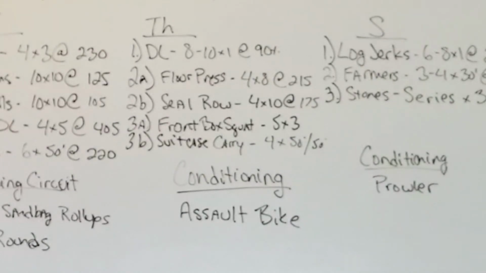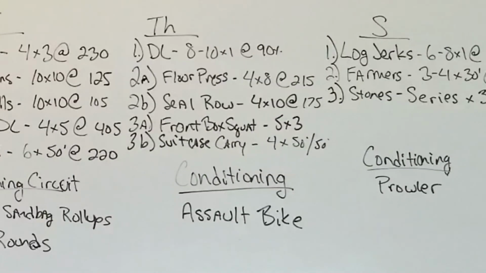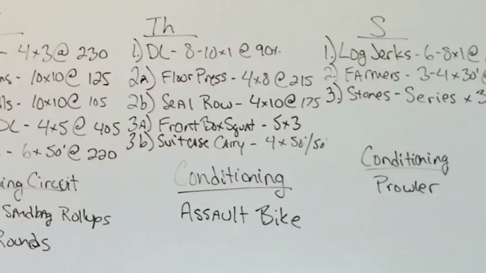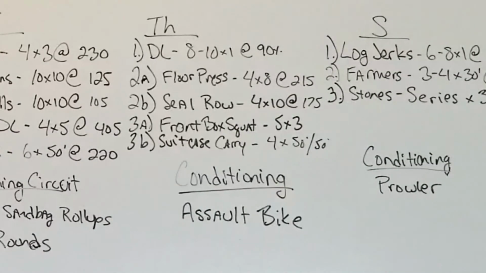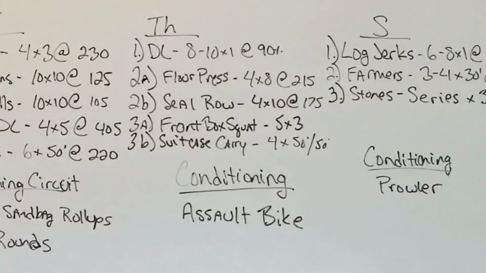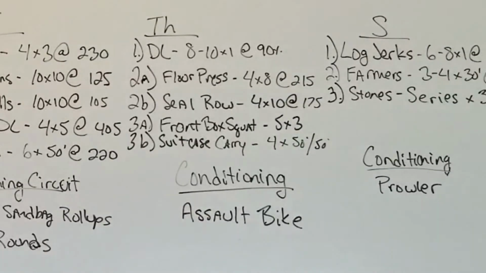I really like the floor press, and the seal row is one of my favorite rows for back. It really hits everything great, and you're really concentrating on using your actual muscle instead of flinging the weight around. Obviously, there's a time and a place for some body English on rows, but I personally like to spend more time concentrating on the muscle on the rows.